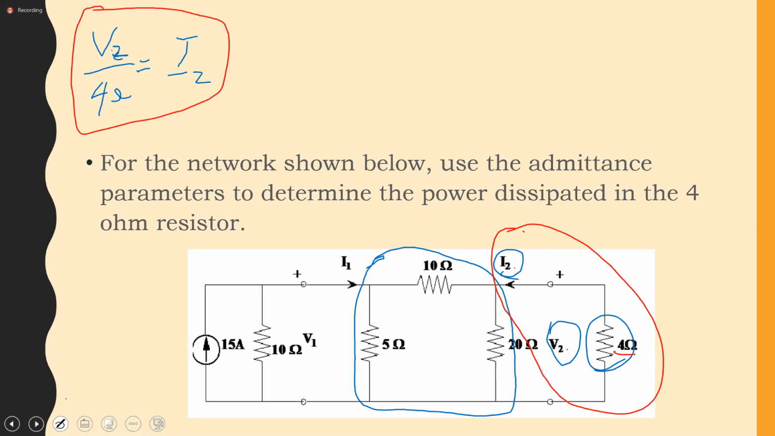Excuse me. Sir, can I say? Go ahead. Based on observation, I1 is traveling. No, leave I1 out of it. You're only looking at those three. All you're looking at is I2, V2, and the 4 ohm. Sorry, I2 is traveling from right to left, so I'm just figuring that I2 probably will be negative.